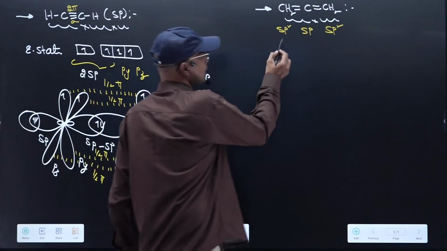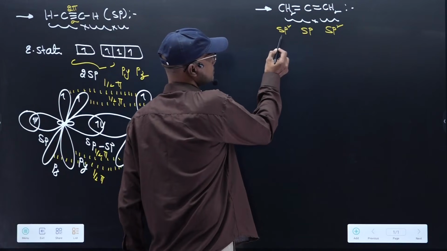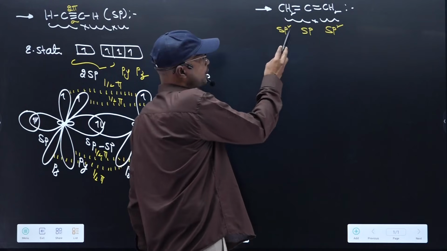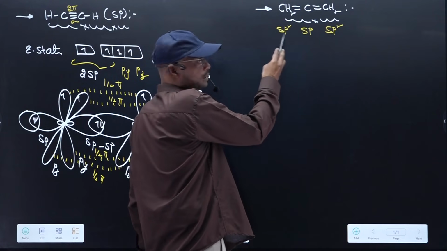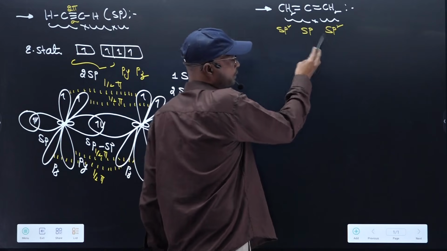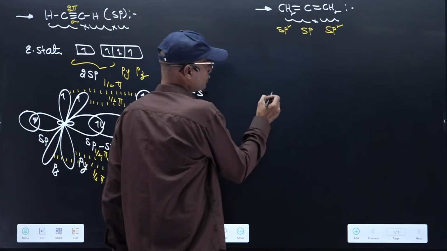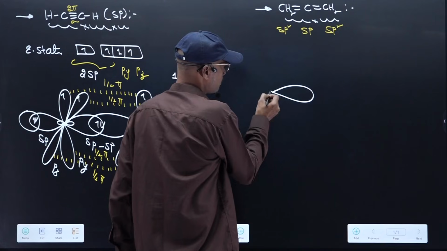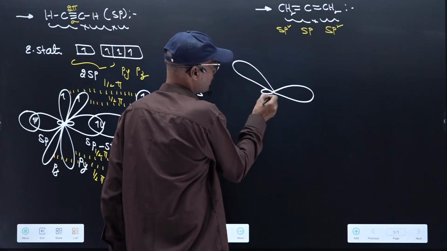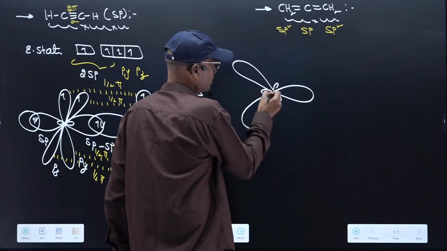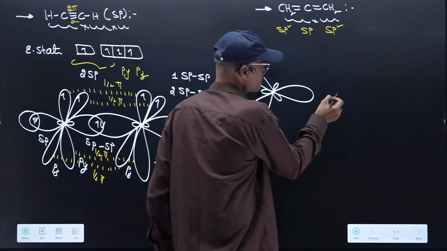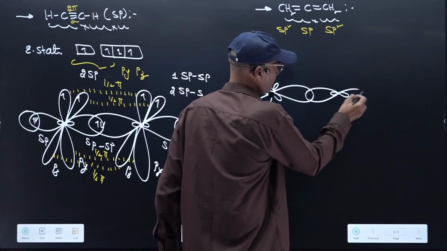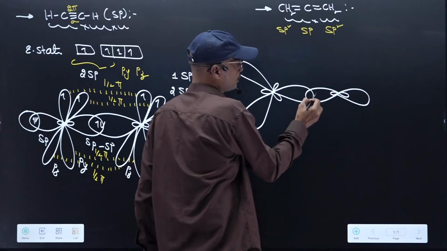Okay. So how many unhybridized orbitals does this carbon carry? 1. Here 2. And here 1. So this is your first carbon: first hybrid orbital, second hybrid orbital, third hybrid orbital. This is the middle carbon. Middle carbon sp, sp, sp.